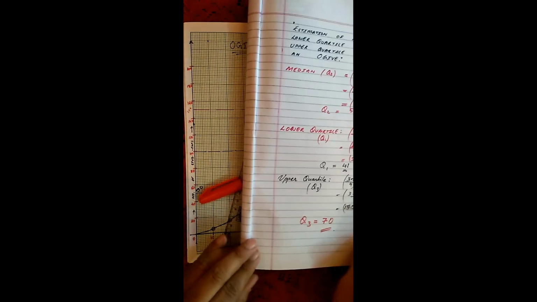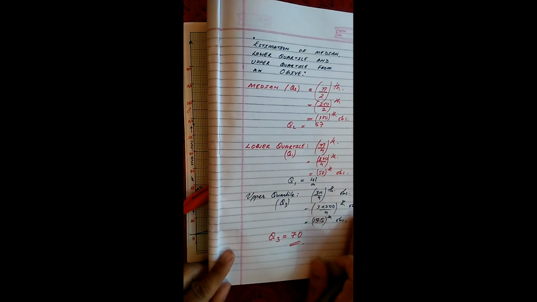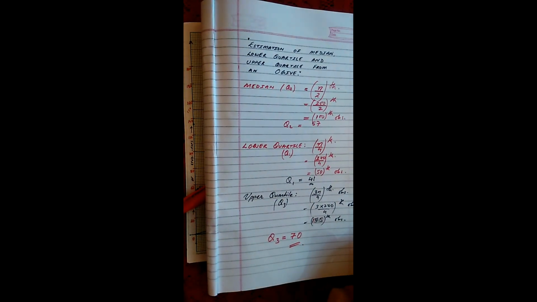So this is how we estimate the median, lower quartile and upper quartile of a statistical data using an ogive.